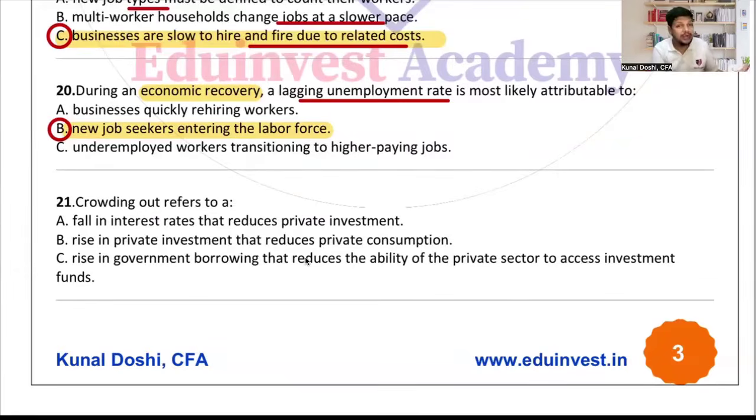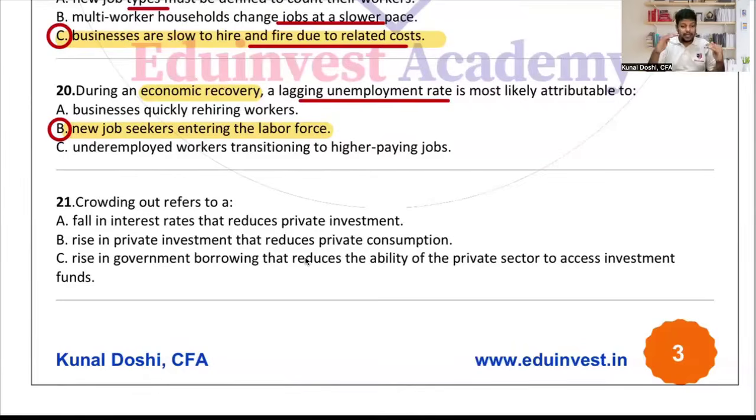Therefore, even if the economy is recovering, the unemployment rate might still be high because new people who are entering the labor force might not suddenly get hired. Understood? So the unemployment rate might still be rising because, let's say in India, every year millions of people finish their universities, right? They are waiting for the jobs, correct? But what if the economy is not growing or is just recovering? No one will be willing to hire them immediately. You've seen many IT companies delay their recruitment. Why is that so? Because they are not sure about the economy.